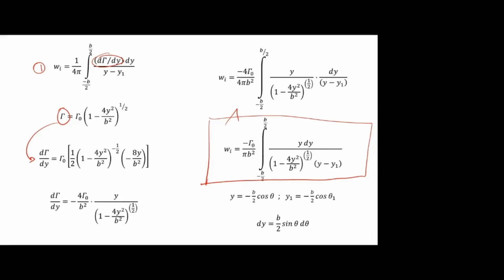Coordinate transformation means x, y to theta we have to convert. For that I am using these terms. y is equal to minus b by 2 cos theta. Previously in the thin airfoil theory we used, I think, x is equal to c by 2 (1 minus cos theta). Here it is minus b by 2 cos theta. I'll explain how we are getting this.